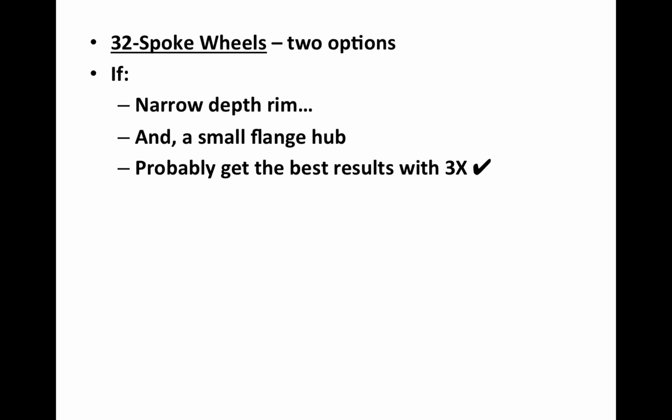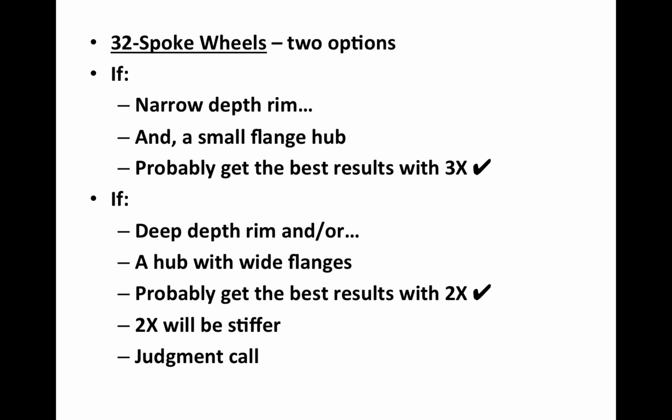If I'm building 32-spoke wheels, I have 2 options. If I have a narrow depth rim and a small flange hub, I'll probably get the best results with a 3-cross. If, on the other hand, I have a deep rim and/or a hub with wide flanges, I'll probably get the best results with a 2-cross. The 2-cross will be stiffer. This is a judgment call, and I'll illustrate this with some examples.